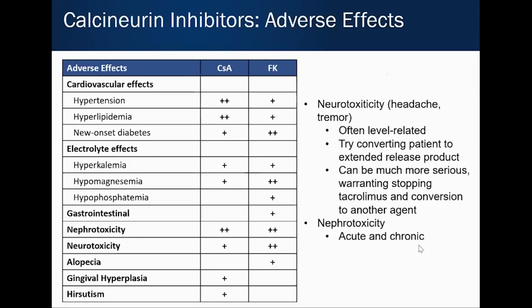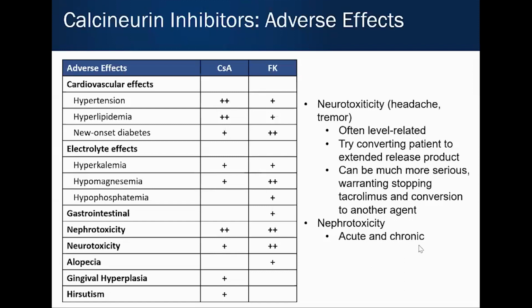And we're looking at side effects comparing cyclosporin to tacrolimus. So they share a lot of similar side effects. Some of the hypertension, hyperlipidemia are much higher with cyclosporin than we see in more modern times with the tacrolimus. However, tacrolimus is associated with much higher rates of new onset diabetes. As far as electrolyte changes, similar rates of hyperkalemia. There is more hypomagnesemia associated with tacrolimus than with cyclosporin. Both are nephrotoxic, both acutely and chronically can cause nephrotoxicity.